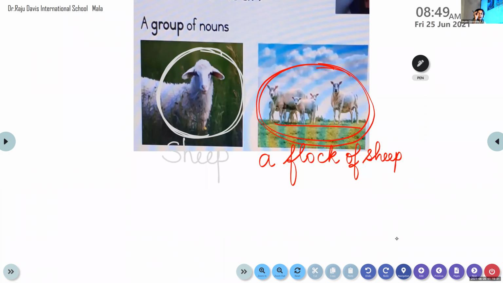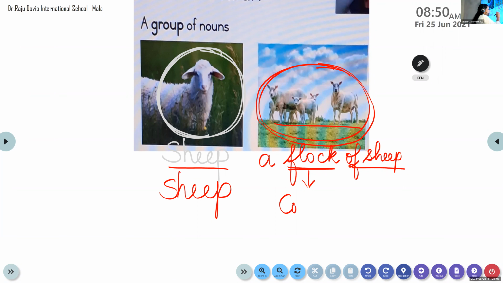So for every noun, when it comes to a group, there is a special name given to it. If it is one, we call it a sheep. If it is plural, the plural form of sheep is also sheep. But when it comes to a group, we don't say sheep or sheeps or whatever. We give a group name for it. So a group of sheep is called a flock of sheep. What do we call it, children? A flock of sheep. So flock is a collective noun here. Flock is a collective noun that refers to a group of sheep. Is that clear to all of you?